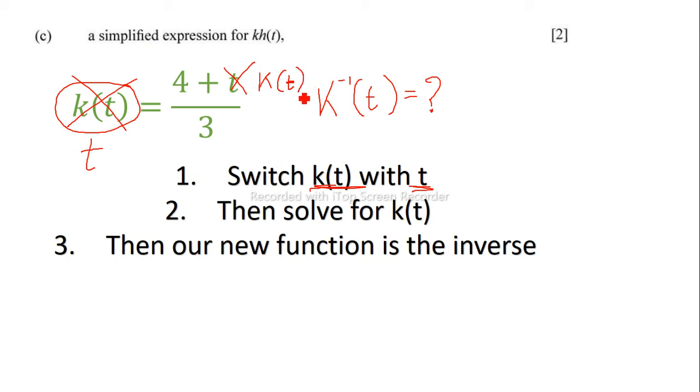That's the first step. Then after we have switched K of T with T, we solve for K of T. That means we solve the equation to make K of T the subject of the equation. We want K of T by itself and everything else on the other side. So now our new equation is going to be T equals 4 plus K of T, all over 3.